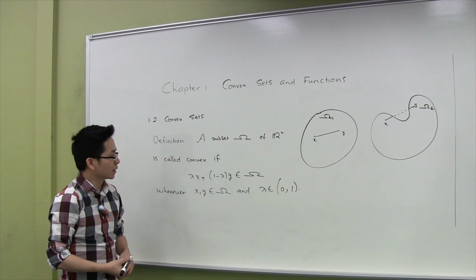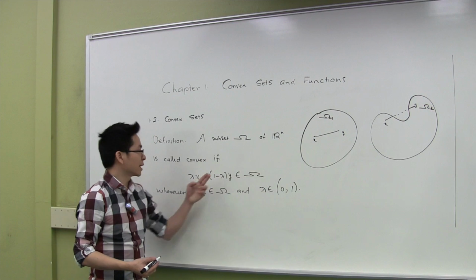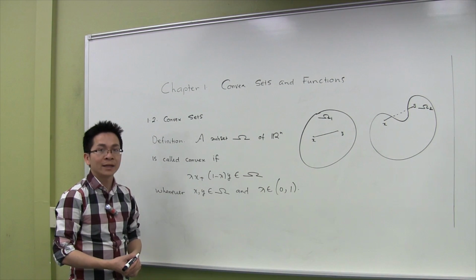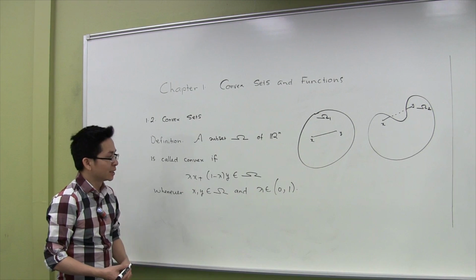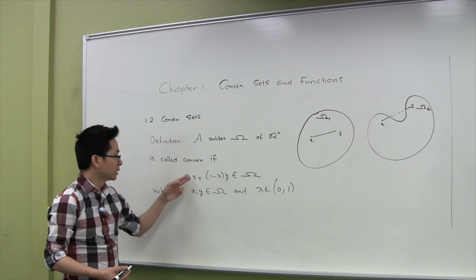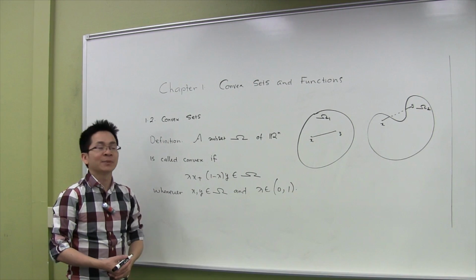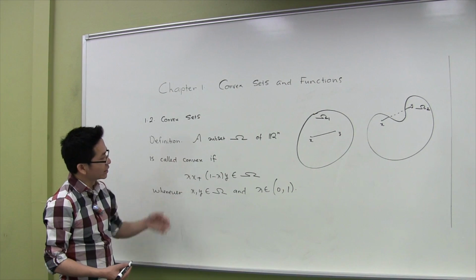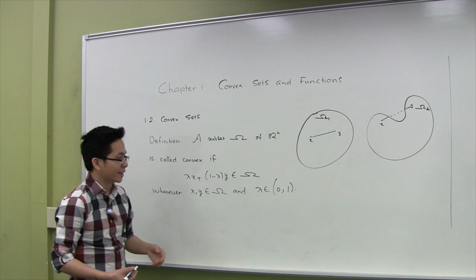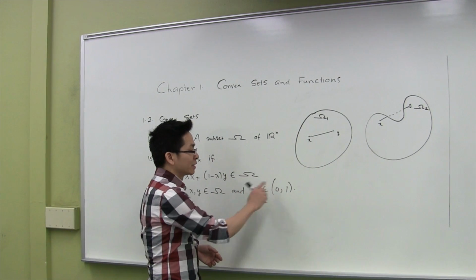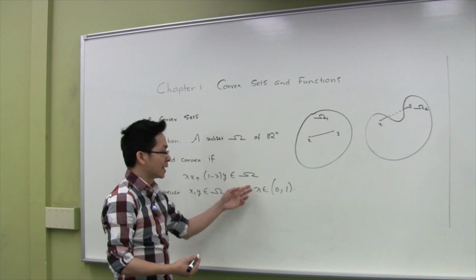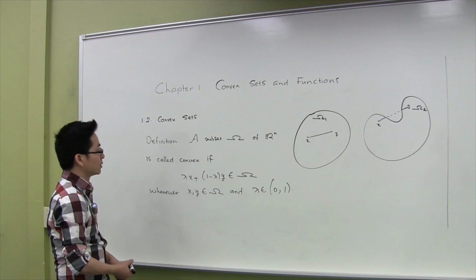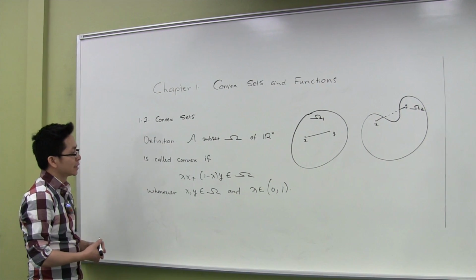Note that if lambda is equal to 0, then lambda x plus 1 minus lambda y is equal to y, and this is in omega. Similarly, if lambda is equal to 1, then lambda x plus 1 minus lambda y is equal to x, and this is also in omega. So in this definition, instead of requiring lambda in this open interval, we can require lambda in the closed interval 0, 1.